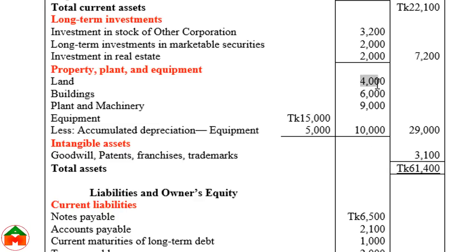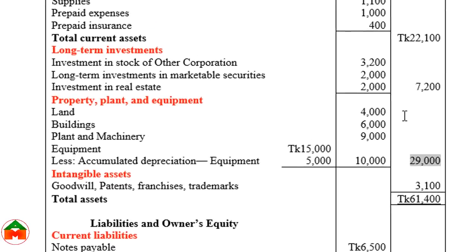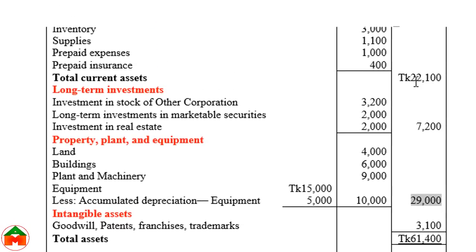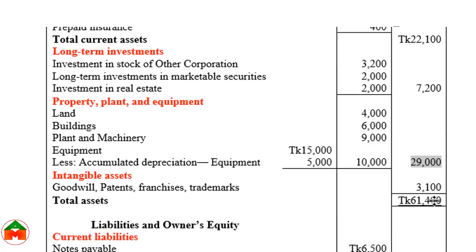So this is land, this is buildings, this is plant and machinery, and this is equipment. If we add these items, we will reach total property, plant and equipment, or total long-term assets. Now we will add these three items: total current assets 22,100, total investment 7,200, total property, plant and equipment 29,000.